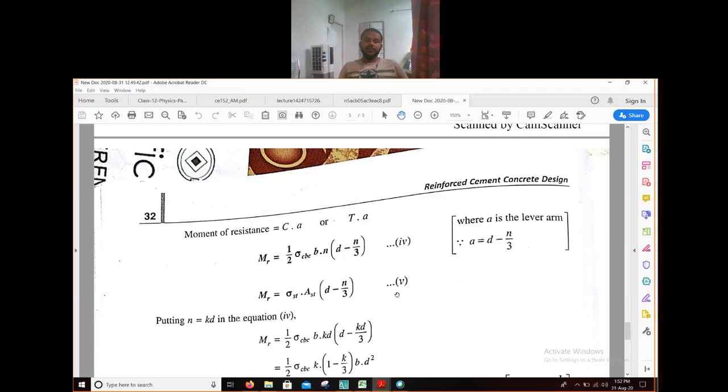In an under-reinforced section, which one? Sir, 4, 4? Why 4? Yes, why 4? Because compression. No. Any other answer? Anyone have any other answer?